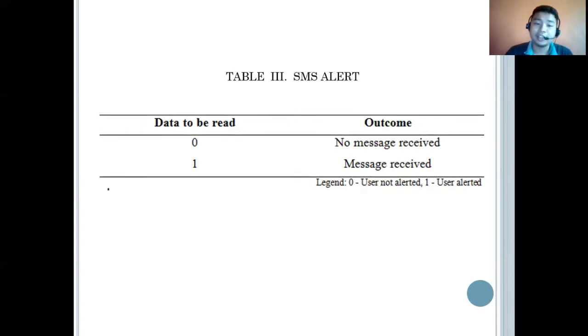If the device is not triggered, the other user will not receive a message. But if they are in contact within less than 1 meter, the message will notify the other user in case they have been in contact with a positive patient.